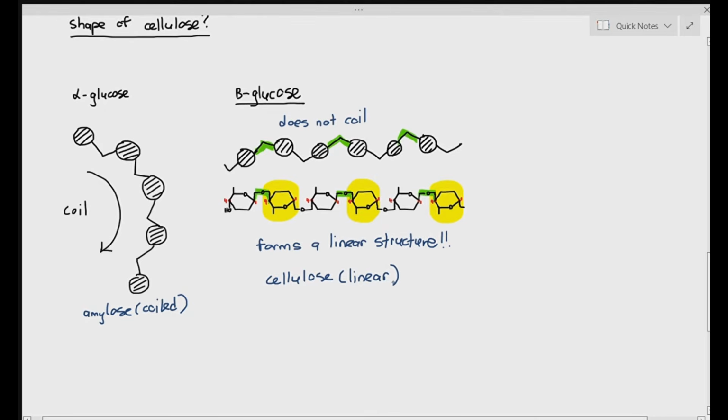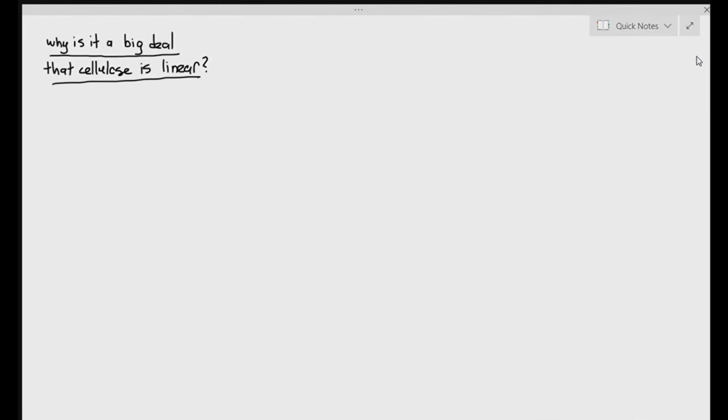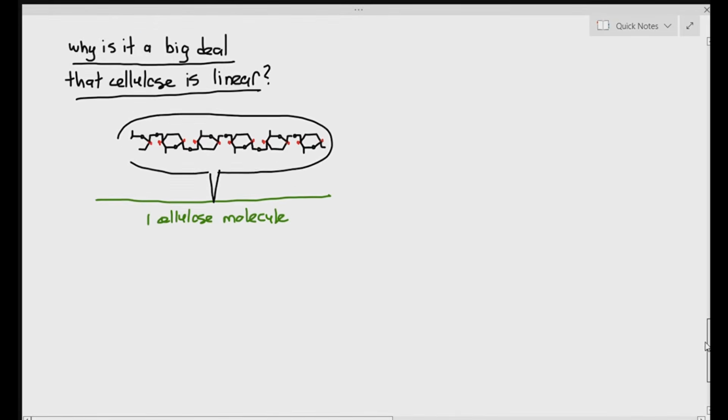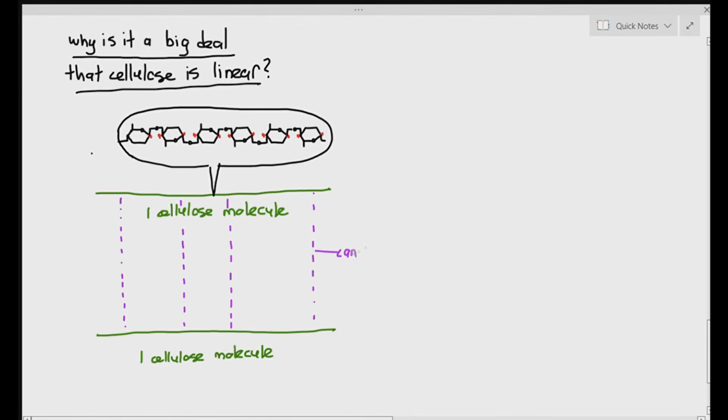So why is it a big deal that cellulose is a linear molecule? The main reason is because if we were to look at this in detail, what I'm doing is I'm just drawing out one cellulose molecule as a green line, and I'm just putting it over there, and another cellulose molecule down there. Interestingly, between one cellulose molecule and another cellulose molecule, they can start to form something called hydrogen bonds.